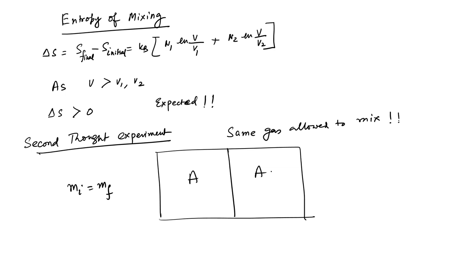So, both of them say nitrogen, and this process should be completely reversible, and in a reversible process the change in entropy should be 0. But this calculation gives the entropy to be non-zero, and it is again positive, and there is a very simple form for that. So, let us write that in just a moment.